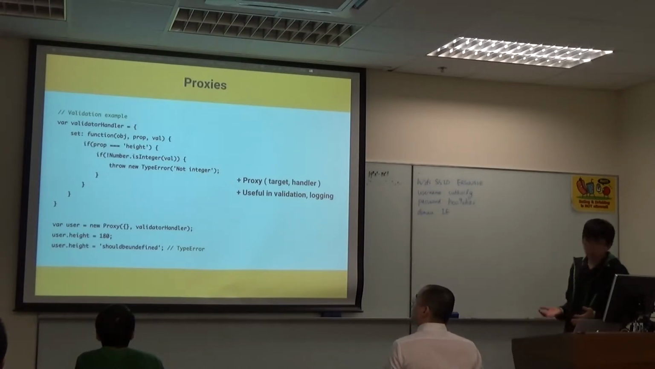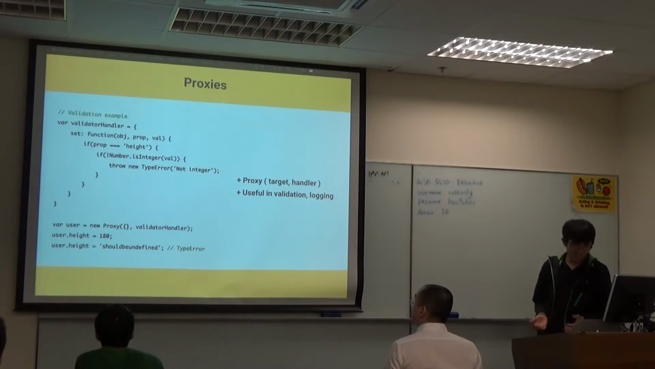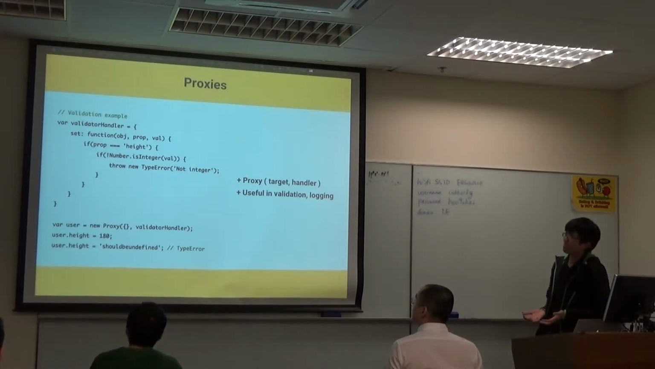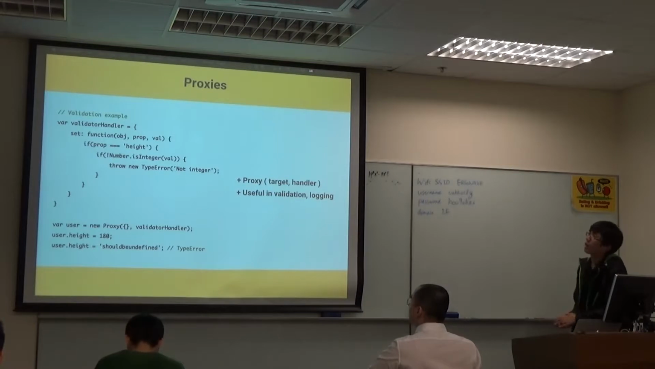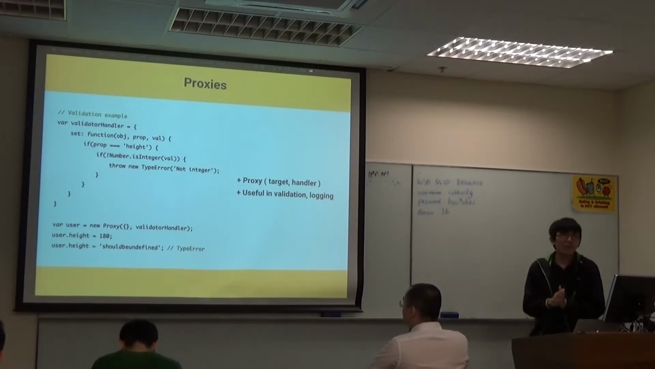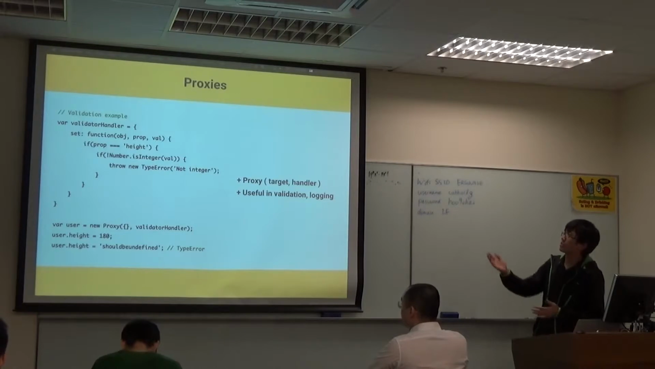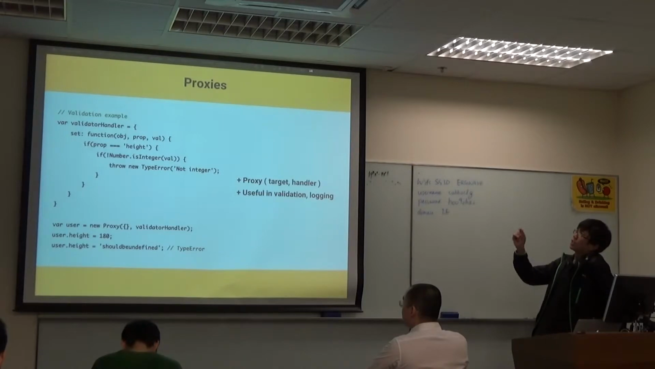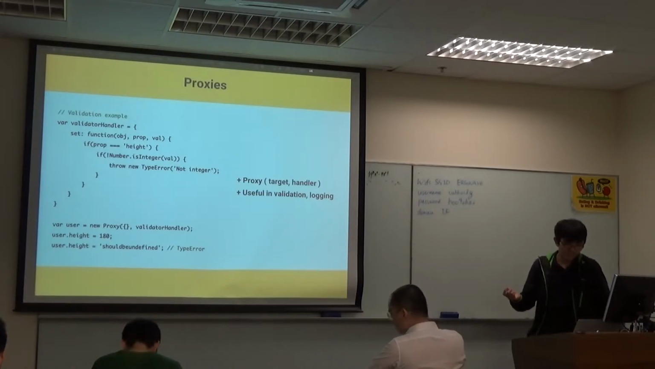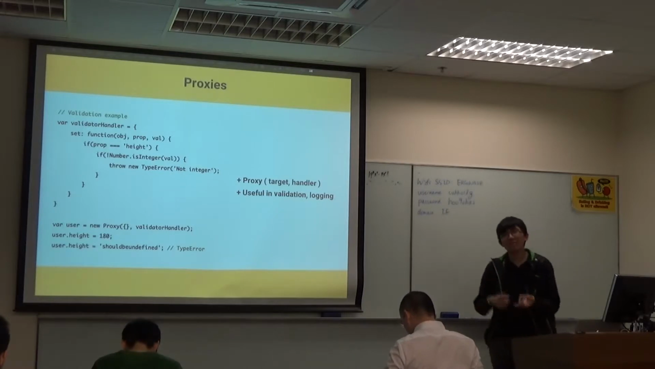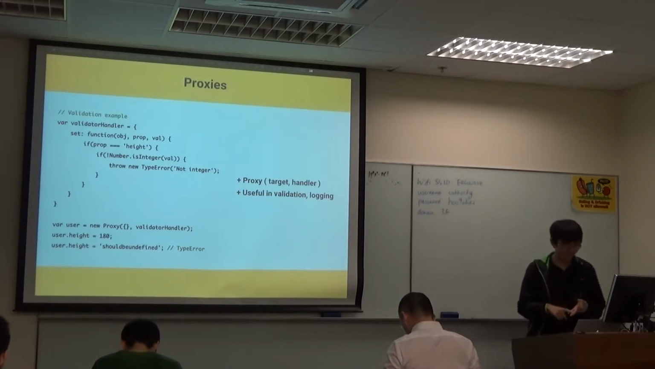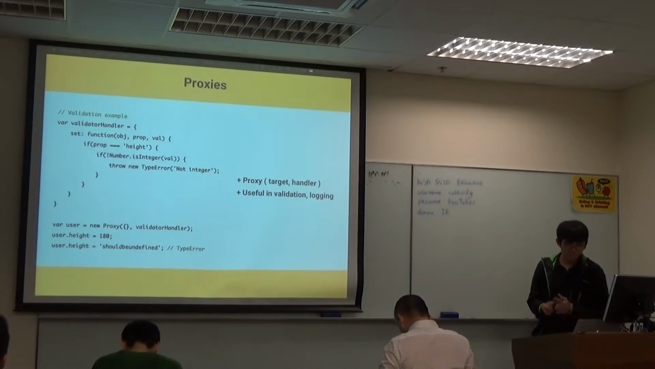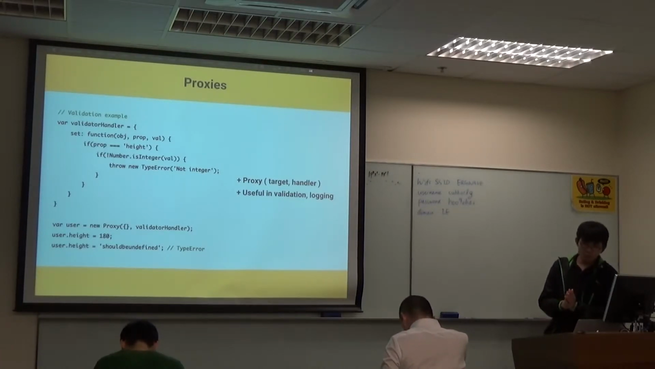The next one is proxies. Proxies allow you to give custom implementations of some operations. A proxy is created with two arguments, target and handler. Target is what the proxy virtualizes. It can be any sort of object. It can be an array, it can be an object, or even another proxy. The handler is an object of functions which define the behavior of the proxy.